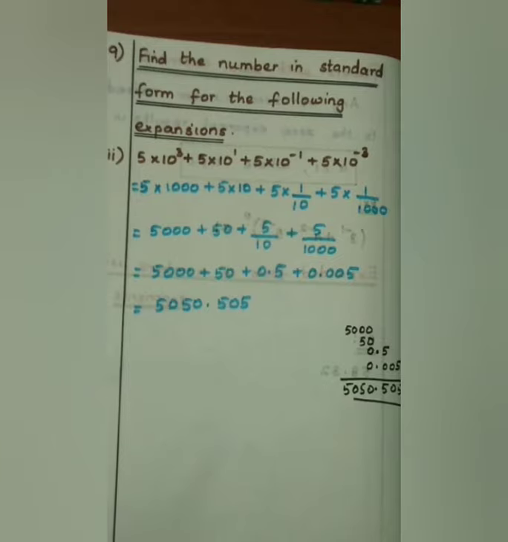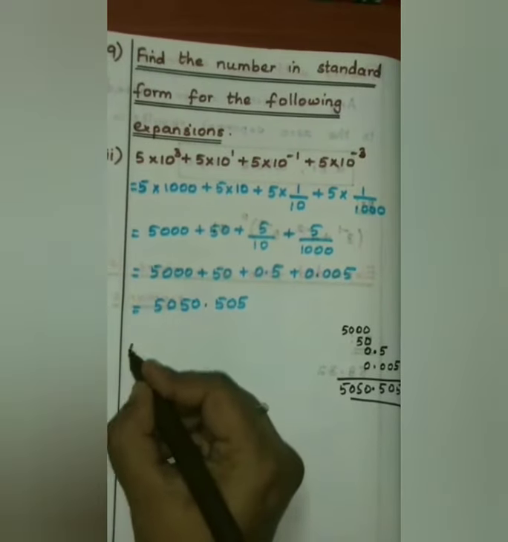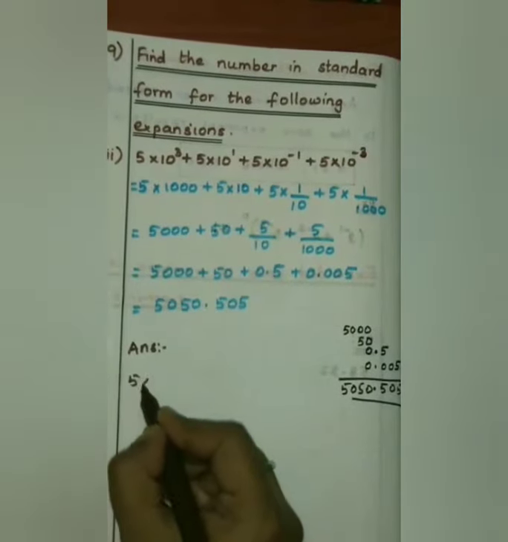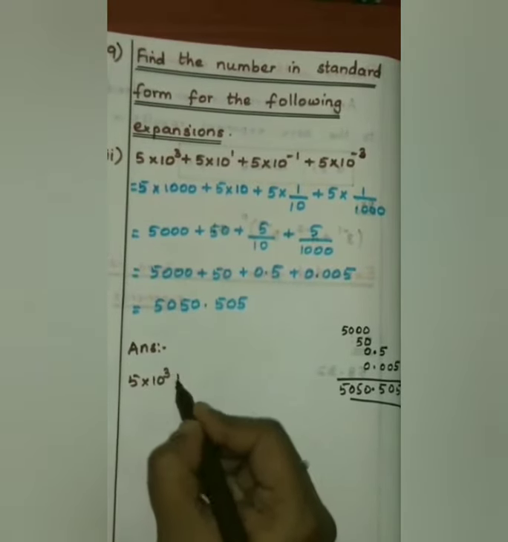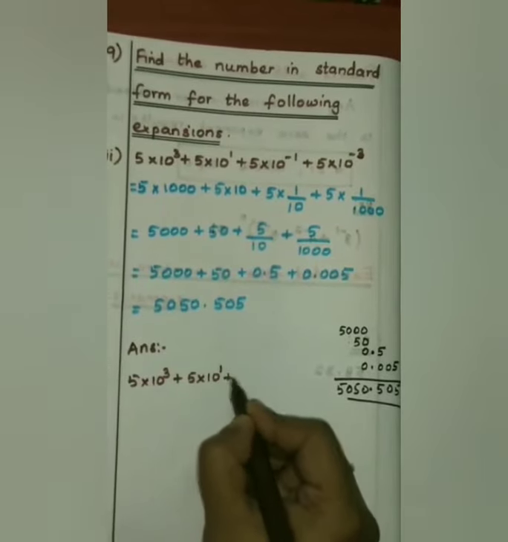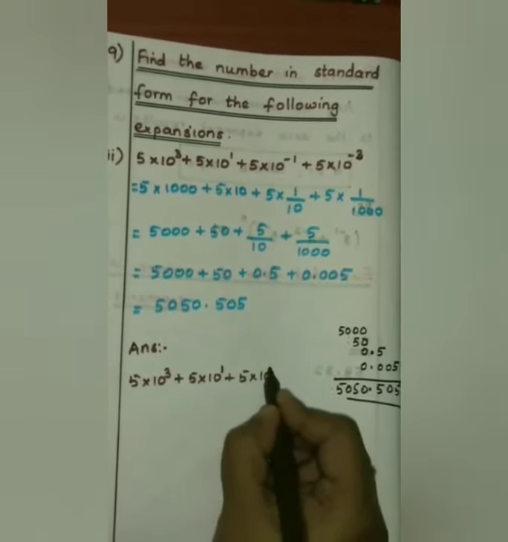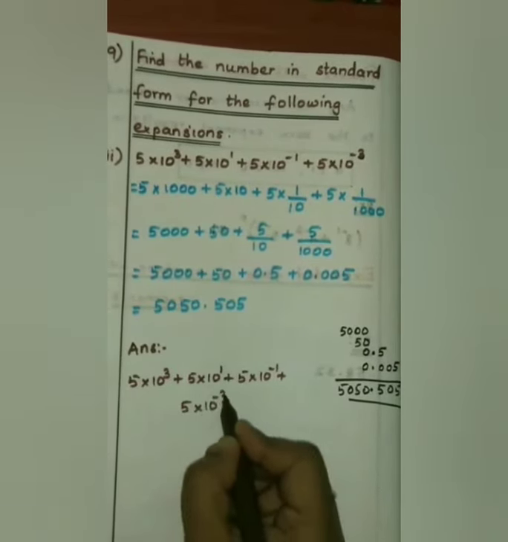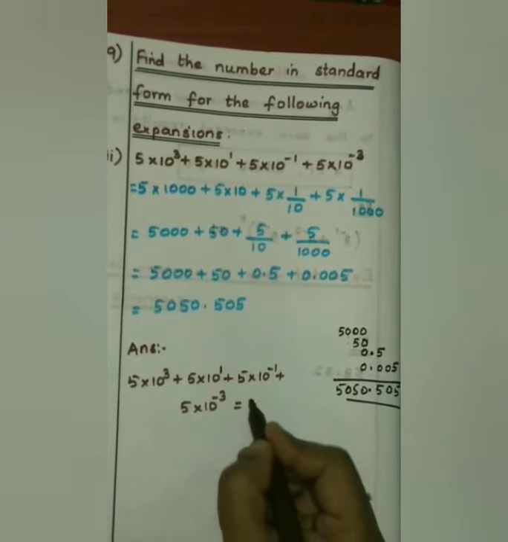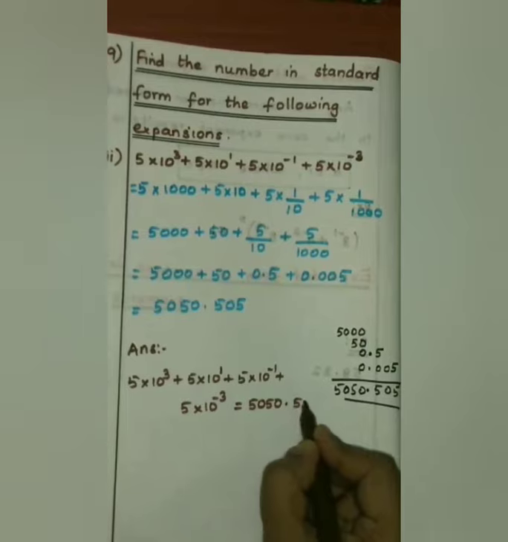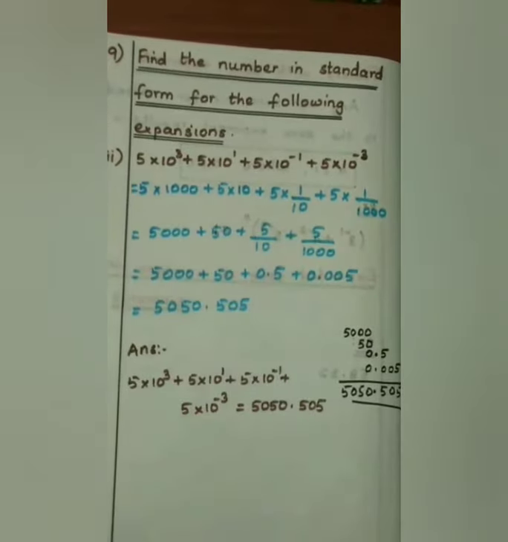Write the answer step. 5 into 10 cube plus 5 into 10 to the power 1 plus 5 into 10 to the power minus 1 plus 5 into 10 to the power minus 3 is equal to 5050.505.